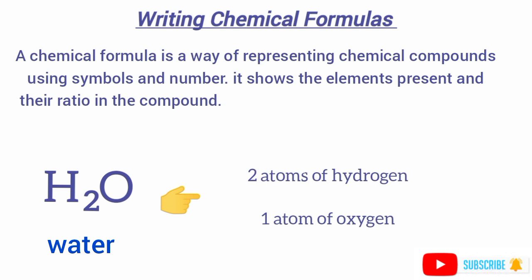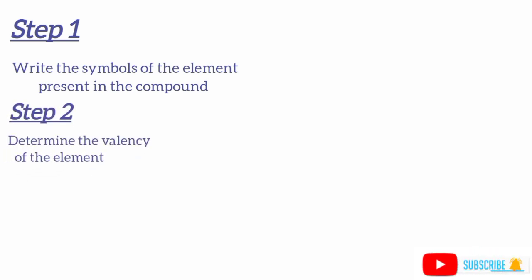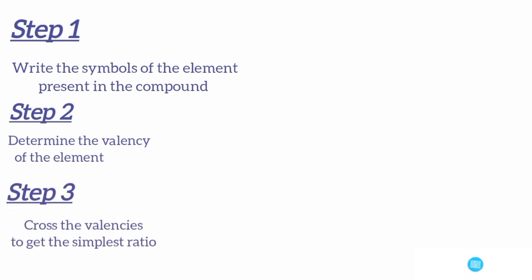Now, let's highlight the steps involved in writing chemical formulas of molecular compounds. Step 1. Write the symbols of the elements which form the compound. Step 2. Determine the valency or charges of the elements. Step 3. Cross the valencies to get the simplest ratio.